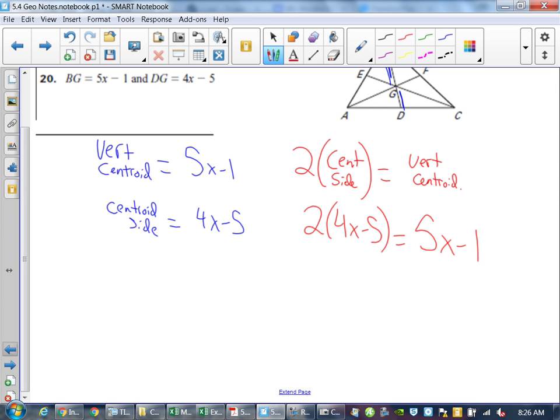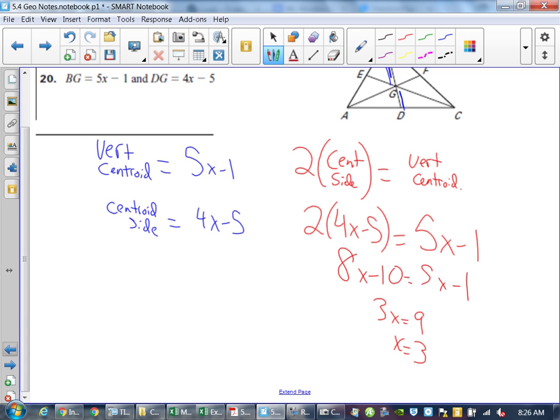So if I double that, what's double 4x minus 5? Add 10, subtract 5x, you get 3x is 9. X is?